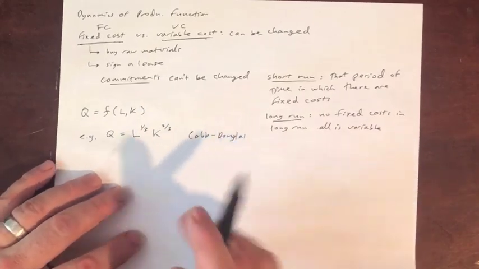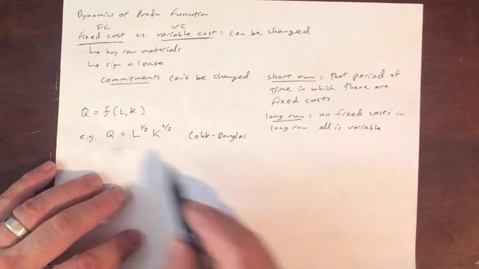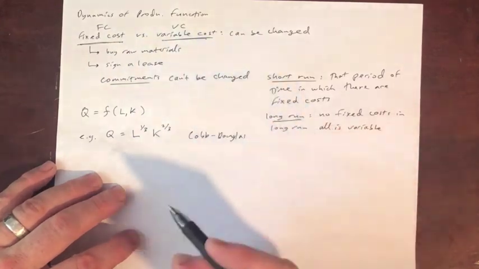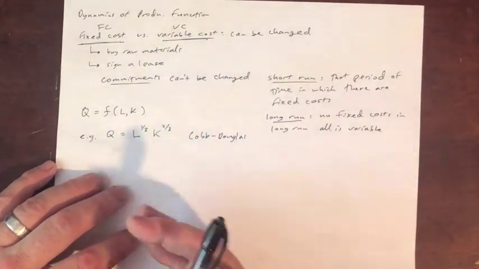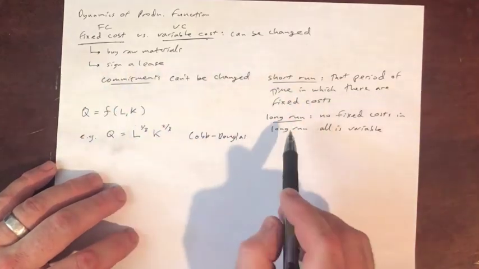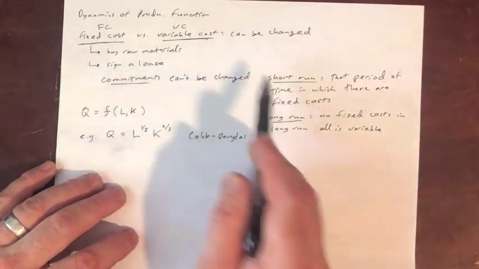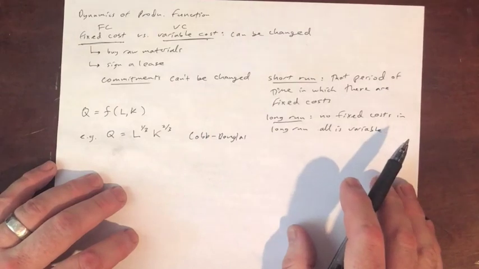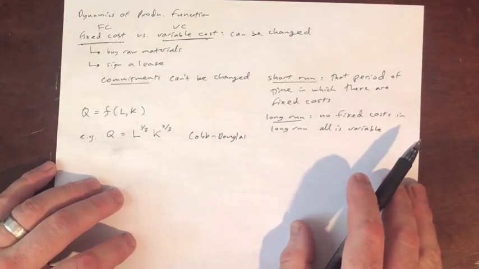Now, to continue with our story, this is the math part. Economics forces us to go back and forth between the math and the story. So what I was telling you before, that's the story part. There are fixed costs and variable costs because of these commitments that can't be changed in the short run.